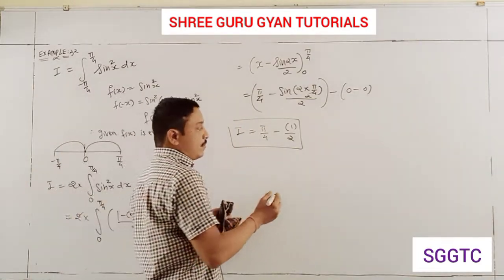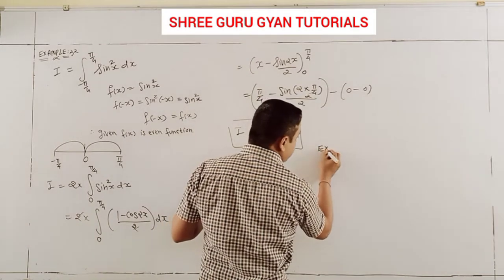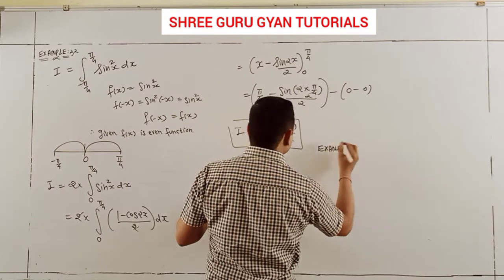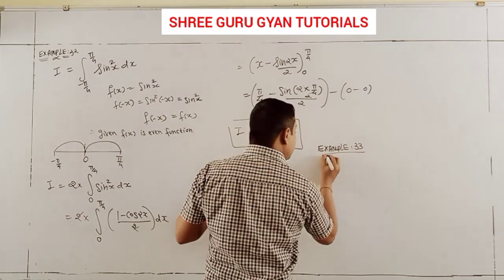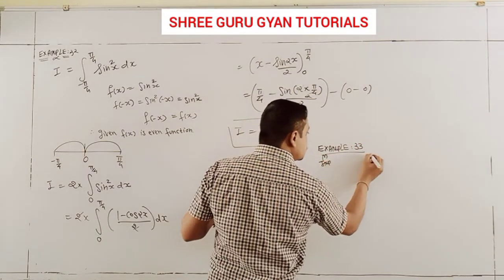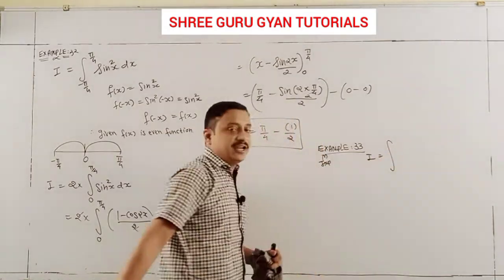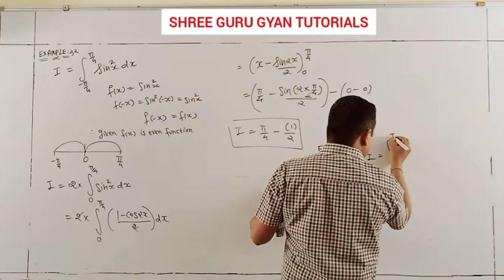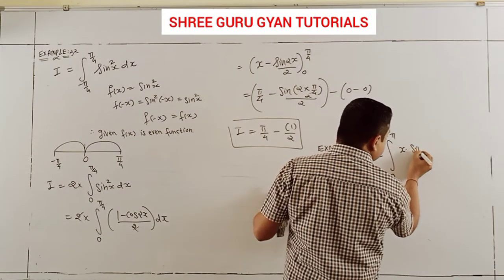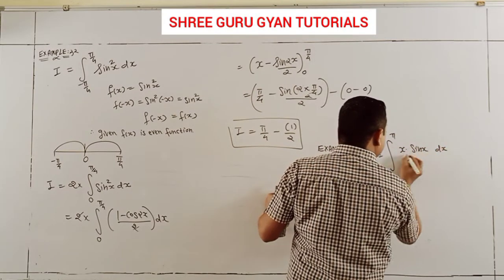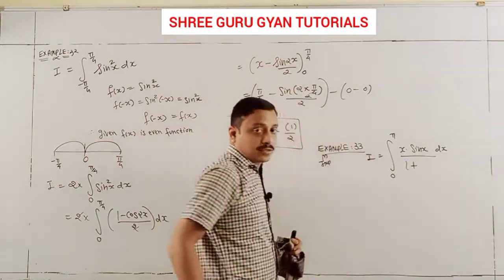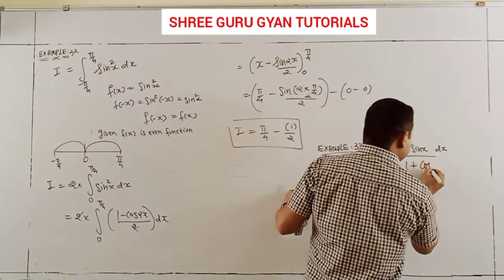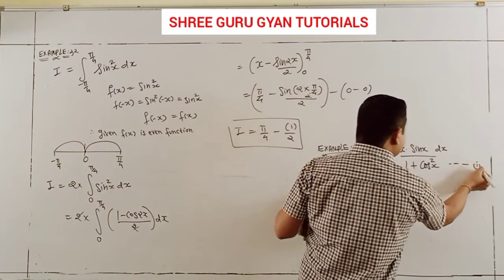Now example 33. This is the most important numerical, so you can highlight it in the important list. Integral 0 to pi, x sin x dx upon 1 plus cos square x. Yes students, I am just reading the question, don't worry.